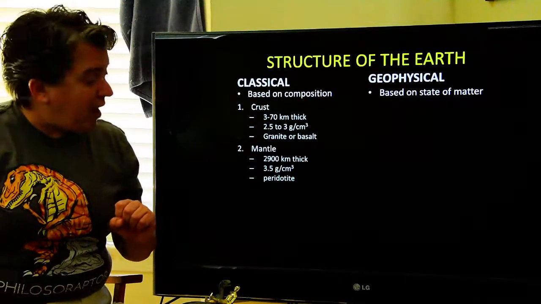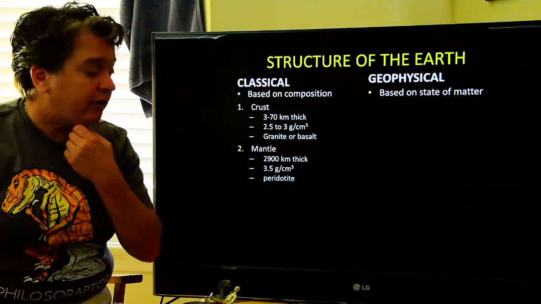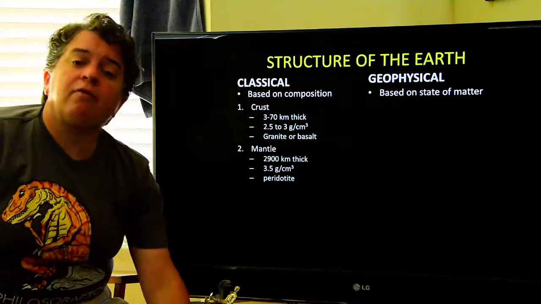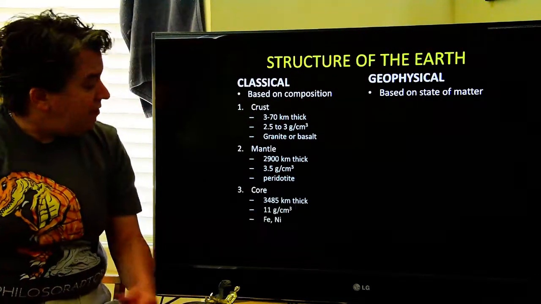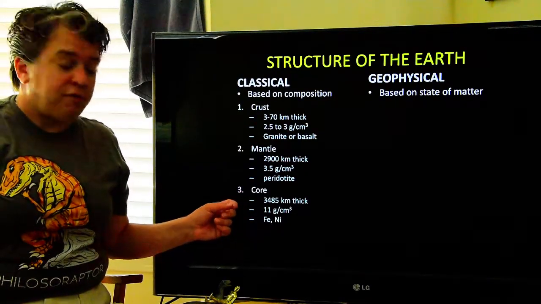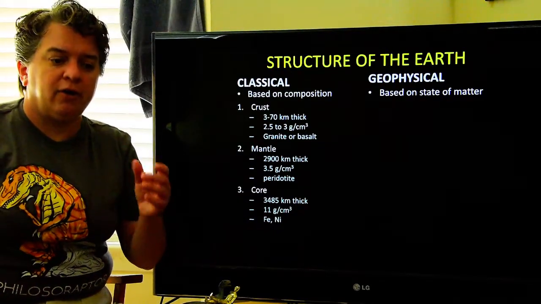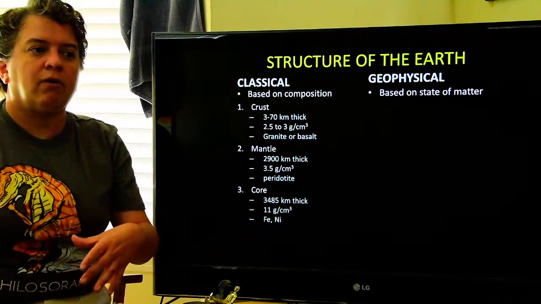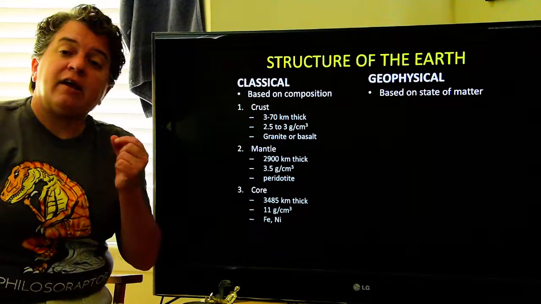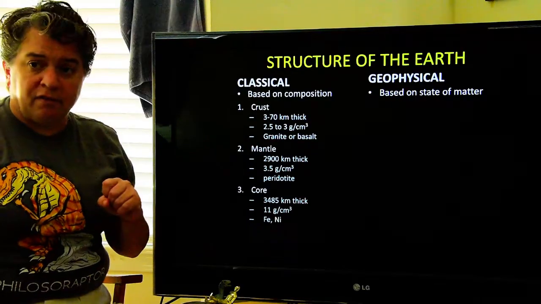Underneath the crust, we have the mantle. This is a lot thicker, up to about 2,900 kilometers thick. It is denser, and it is made predominantly of the rock peridotite. And then the center of our planet is the core. You can see this is quite dense. I put 11 grams per cubic centimeter, but it does actually vary whether you're at the absolute center or towards the edges of the core. It's made from mostly iron and nickel. So that's our basic classical subdivisions.